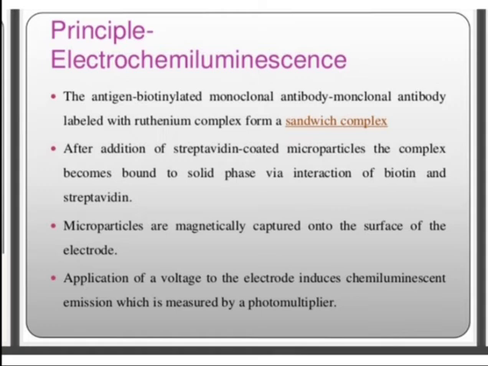As earlier we know the Michaelis-Menten catalysis, in which there is an enzyme and a substrate, and when the enzyme binds with the substrate there is a formation of a complex. Means there is a packing of these two bodies, antigen and antibody, and that's why the sandwich-like complex is formed. Antigen binds with the antibody and the antibody is labeled with the ruthenium complex.